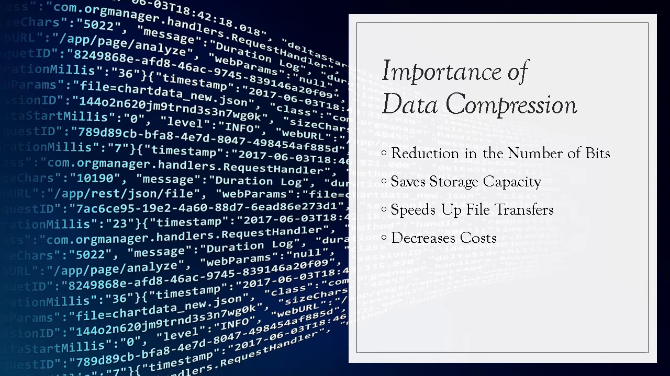So, what is the importance of data compression? First of all, it reduces the number of bits needed to represent data. Second, it saves up storage capacity. Data compression can dramatically decrease the amount of storage a file takes up. For example, in a 2:1 compression ratio, a 20 megabyte or MB file takes up 10 megabyte of space.